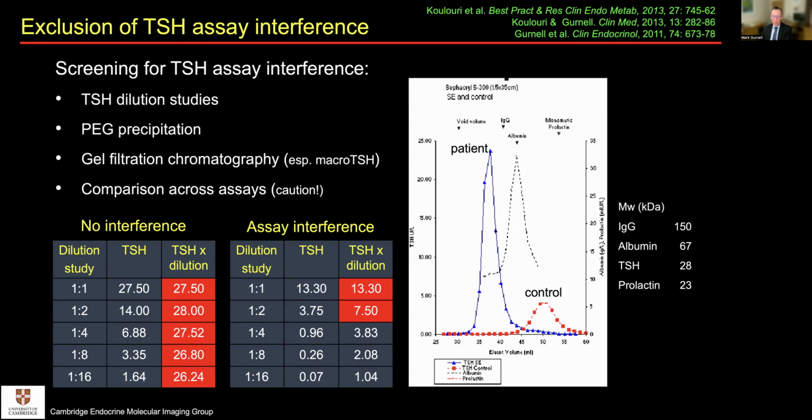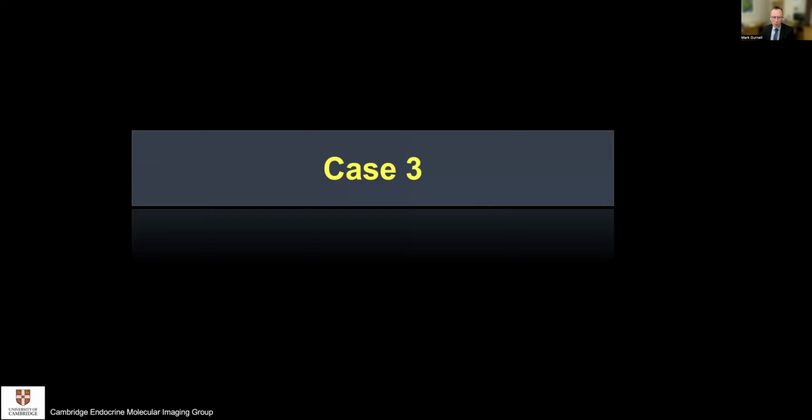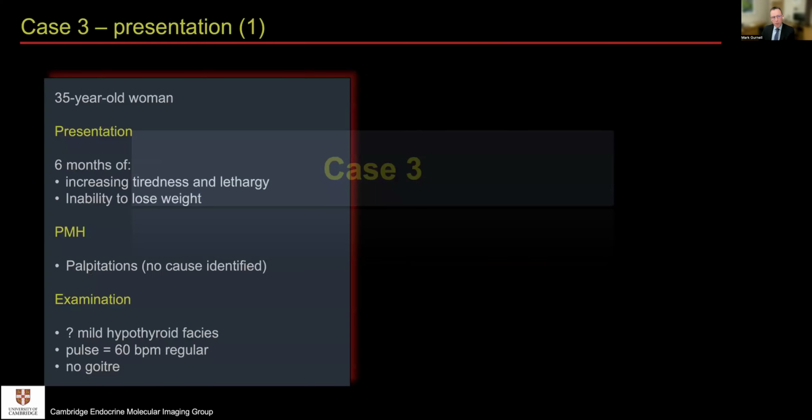Here is gel filtration chromatography showing that normal TSH comes off the column at a very different place to TSH which is actually bound to immunoglobulin. I'm going to move on now to a different consideration from an assay perspective.